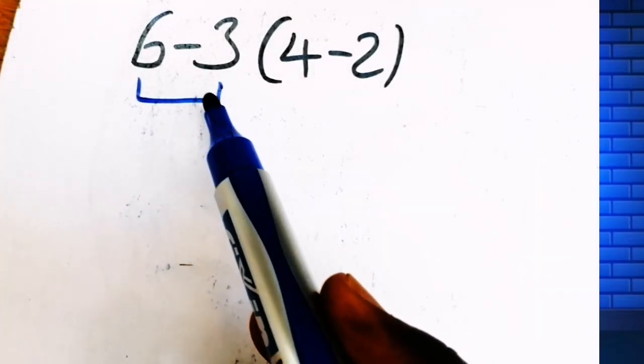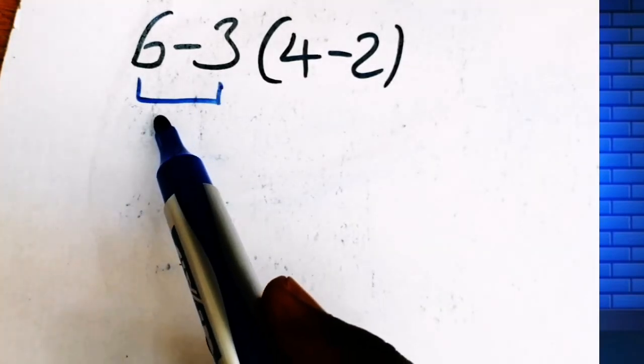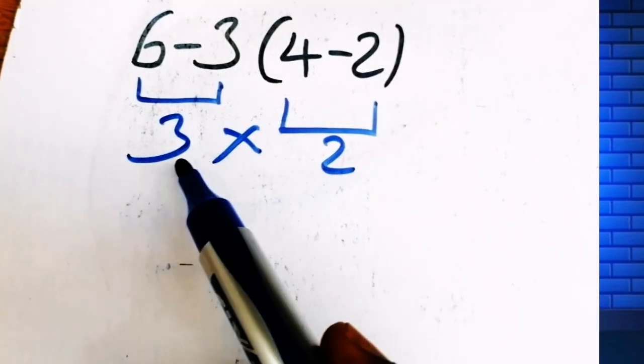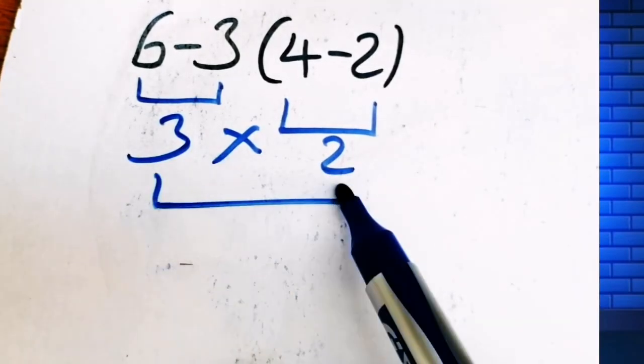6 minus 3 is equals 3. Here 4 minus 2 which equals 2. Then 6 times 2 is just 6.